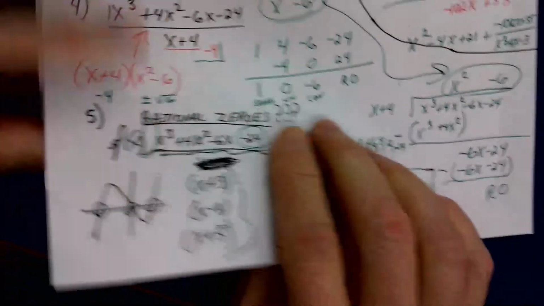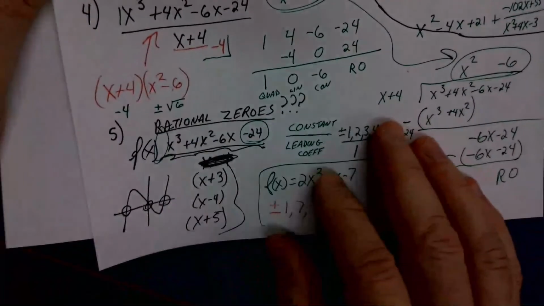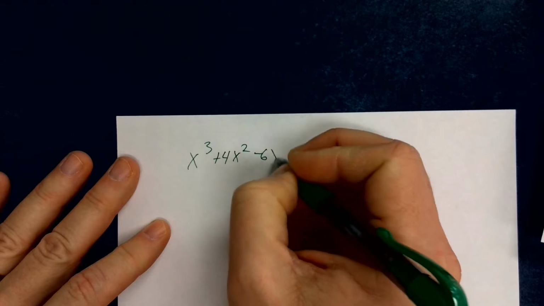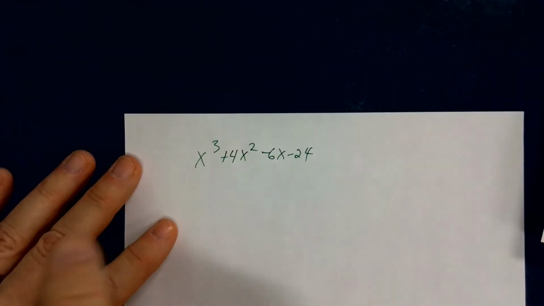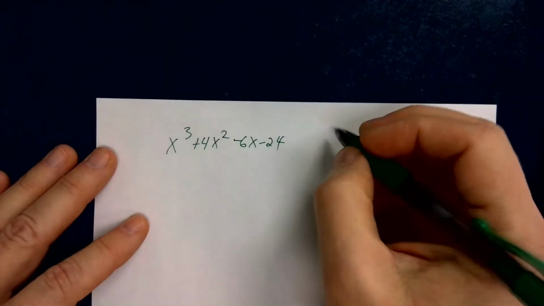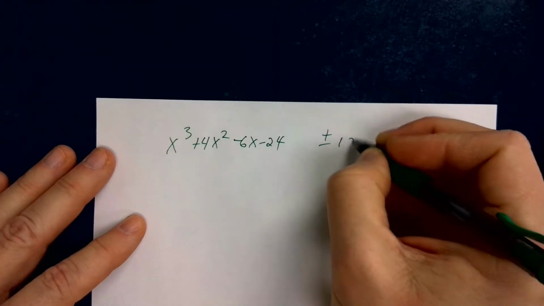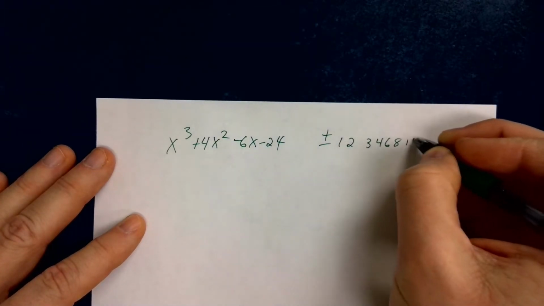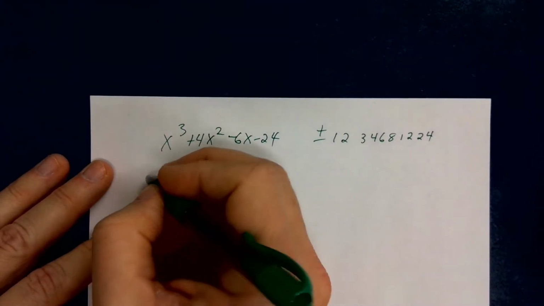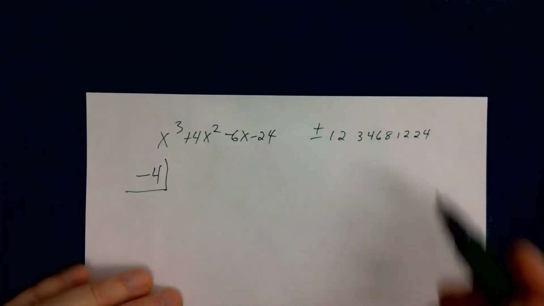So let's try some other things with it. Let's go here and see with this one: x cubed plus 4x squared minus 6x minus 24. That's the problem we just had. My possibilities were plus or minus 1, 2, 3, 4, 6, 8, 12, and 24. Those are all my possibilities. I'm going to try -4, see if that works.